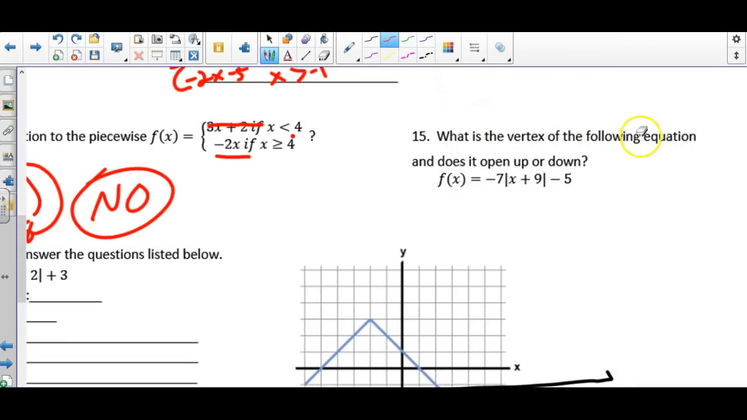What is the vertex of the following equation? Does it open up or down? Well, first question, does it open up or down? That negative says down. For the vertex, look at the h. Do the opposite, -9. And then take that as face value. It's -5. That's my vertex.